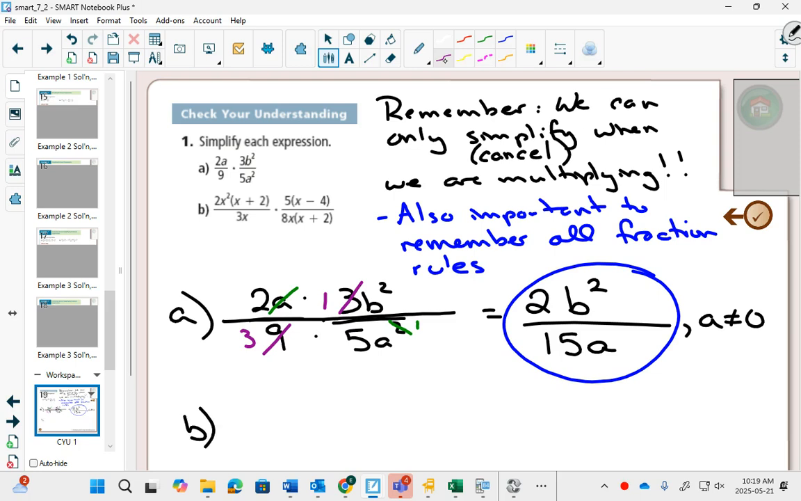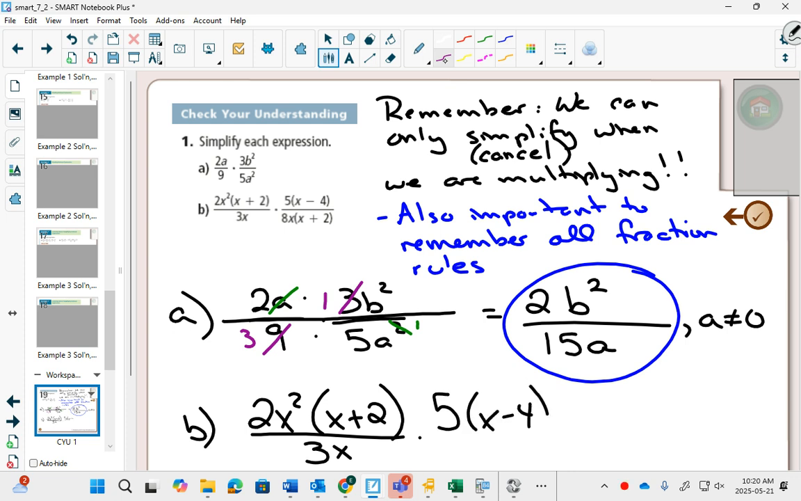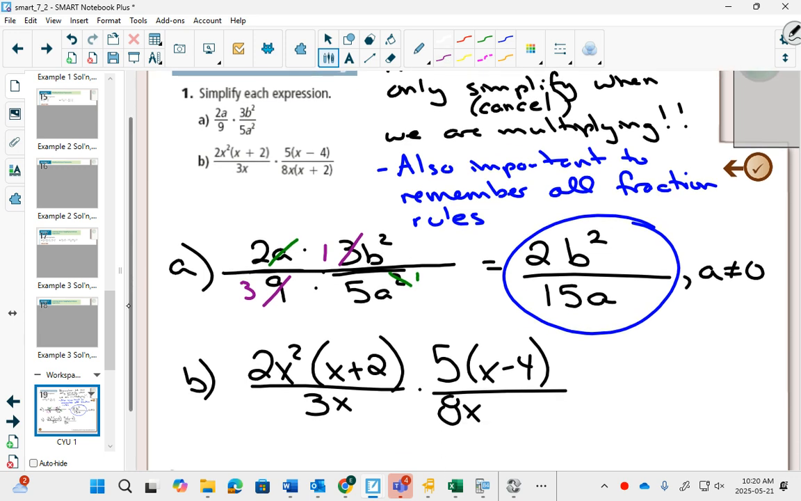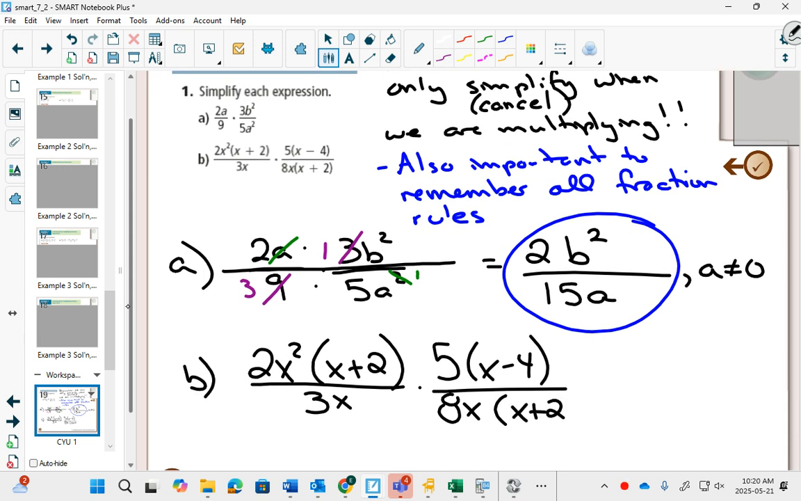Okay, so part B. I'll rewrite the question. 2x squared, x plus 2 over 3x, times 5, x minus 4 over 8x, x plus 2. Nice, they factored things for us. So by having this 2x squared out in front of the brackets of the x plus 2, it was like a common factor was already pulled out. It's nice when things are factored completely.